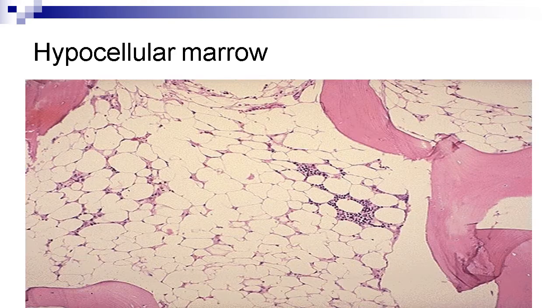Okay, and this is a hypocellular bone marrow trephine. Most of the cells are the empty cells, the fatty cells. There are only a few remaining hematopoietic cells. These large pinkish areas are the bone marrow trabeculae.